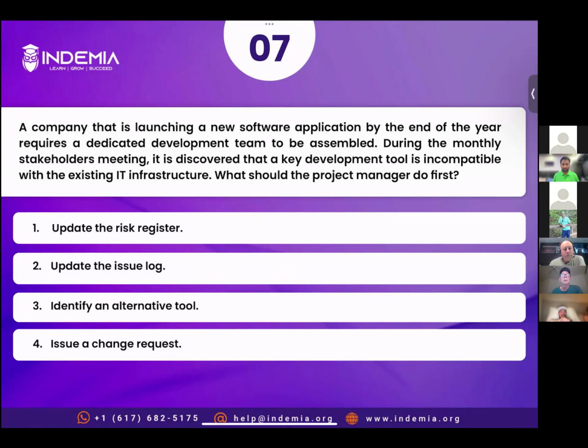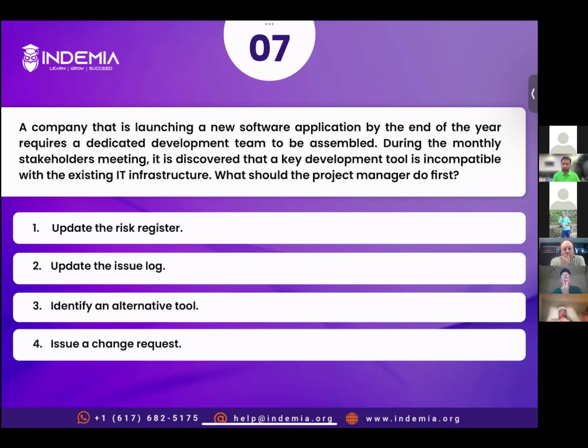All right. Yes, that is correct. It's an issue. It's a situation that is currently there, right? So it can't be a risk. Risk is any uncertain future situation or event. So it's not future, and it's no more uncertain. It's certain, it's there. It has already happened, or you got to know about that. So it can't be a risk. So the risk register can't be the option.